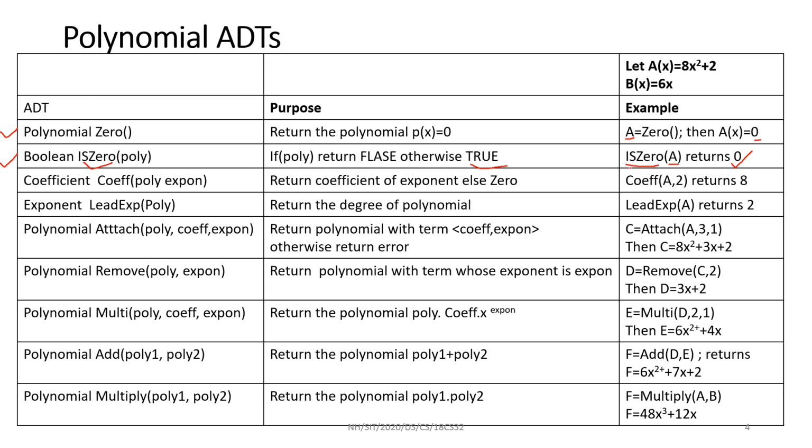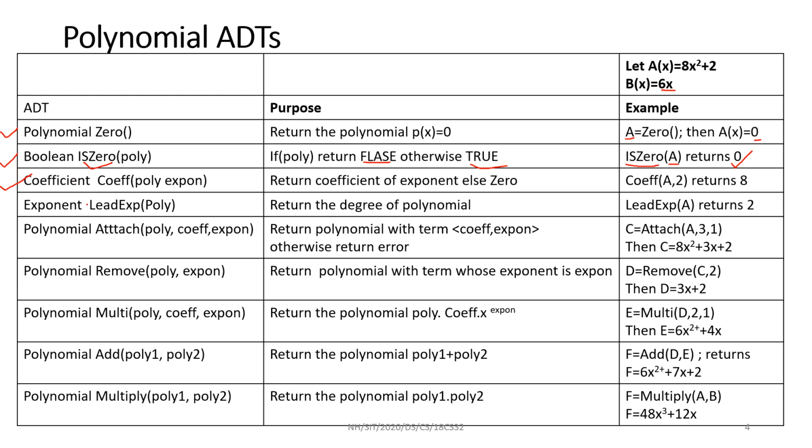If we pass this polynomial b of x, is it a 0? We have got a term. It has one term, 6x. So it returns false. If we pass b of x to this ADT function, it returns false, because it is a polynomial with one term.